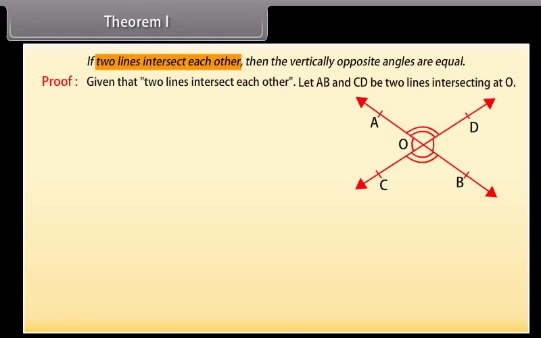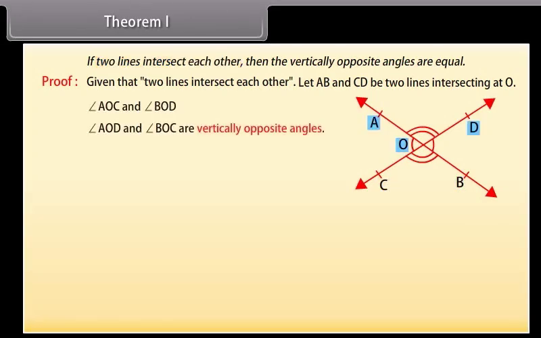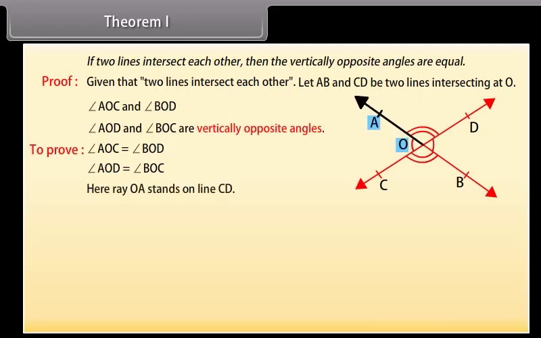They lead to two pairs of vertically opposite angles, namely angle AOC and angle BOD, angle AOD and angle BOC. We need to prove that angle AOC is equal to angle BOD and angle AOD is equal to angle BOC. Now, ray OA stands on a line CD. Therefore, angle AOC plus angle AOD is 180 degree. Linear pair axiom, mark it as 1.